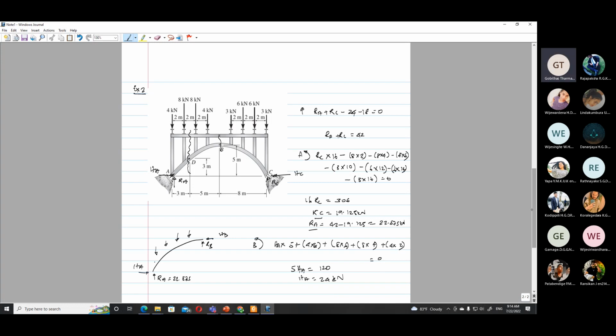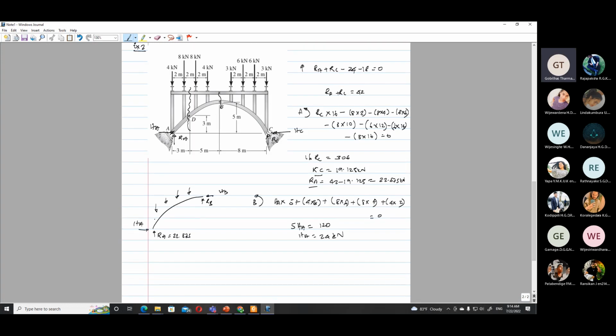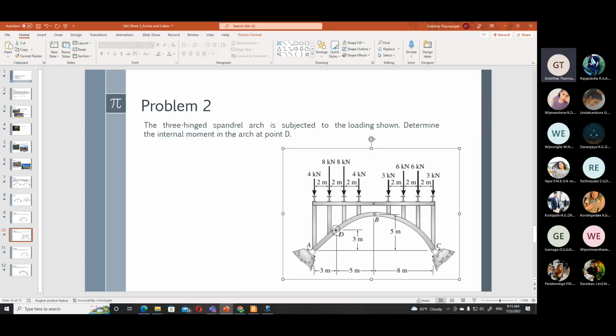HA is 24. So once we know HA and RA, now I can cut it here, cut it at that point. We are interested to find the internal reactions at D. So we want the internal moment in the arch at point D.